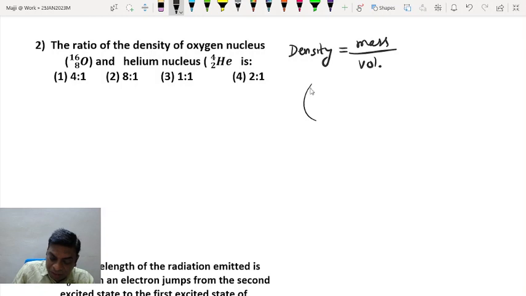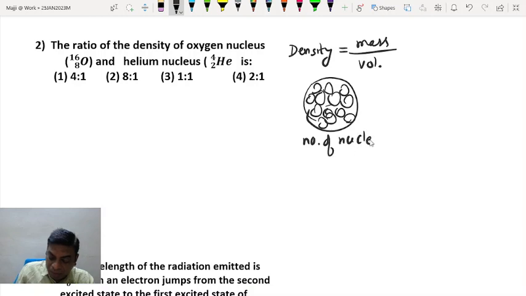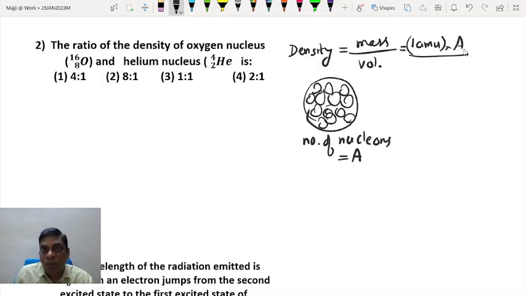Now, for a nucleus, assuming the nucleus to be a sphere, it has nucleons, and the number of nucleons is nothing but the mass number. So if the mass of each nucleon is 1 AMU, then 1 AMU into A will be the total mass of all the nucleons, that is, the nucleus as a whole.